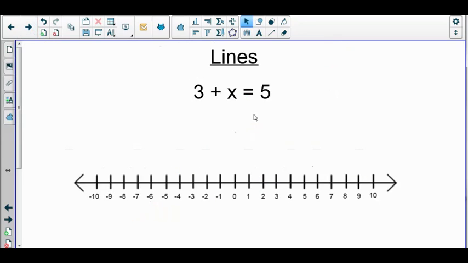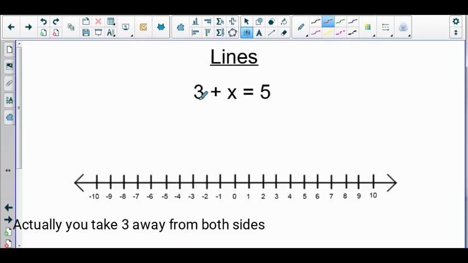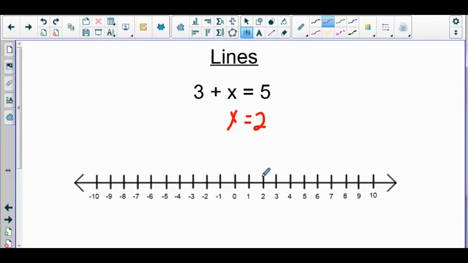Okay, so before we do this, we need to have a quick review of lines. So, you know, a line might only show one variable. Right here, this might show an x. Okay, so how would we figure out how to graph this? Well, first of all, we have to get the x by itself. And the way you would do that is you take 3 away from both sides. So 3 minus 3 is 0. And 5 minus 3 is 2. So that would be x is equal to 2.